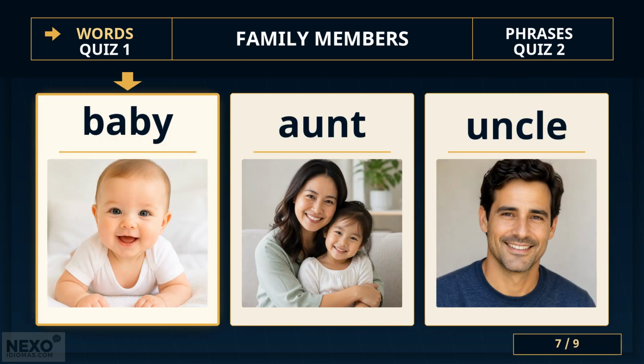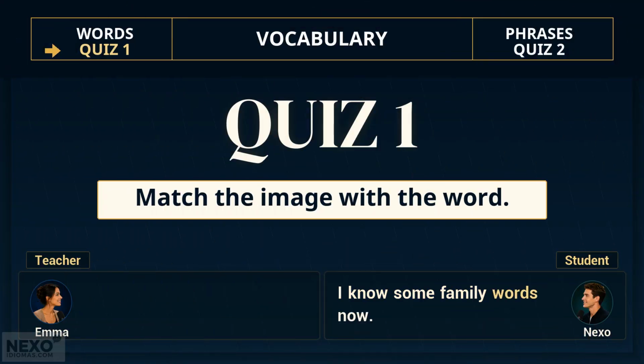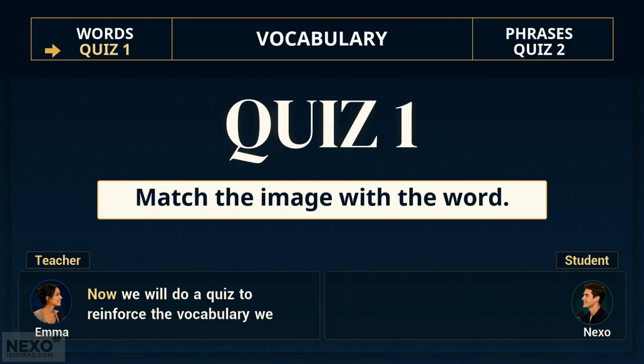Baby. Aunt. Uncle. I know some family words now. Now we will do a quiz to reinforce the vocabulary we learned. Nexo. Match the image with the correct word.